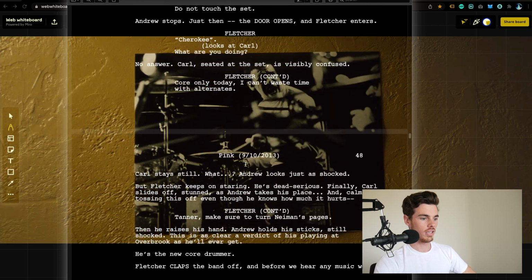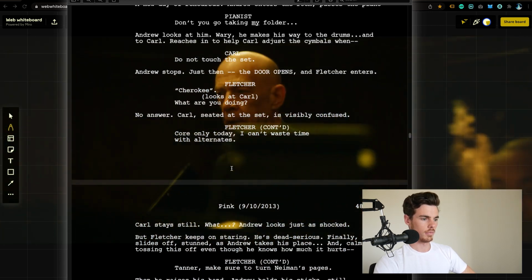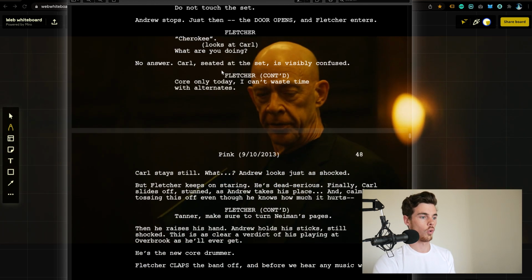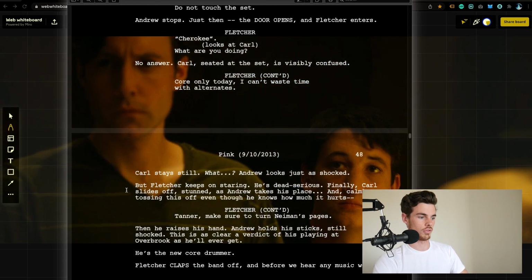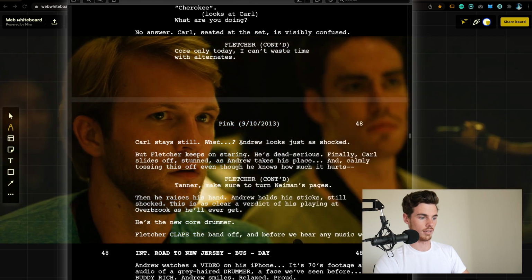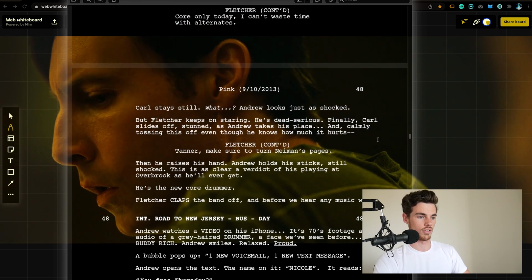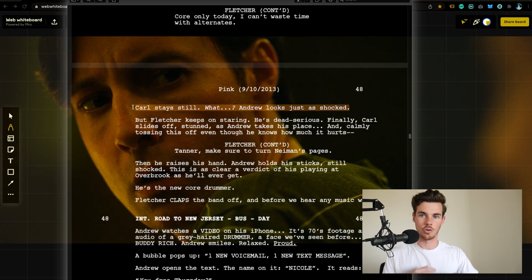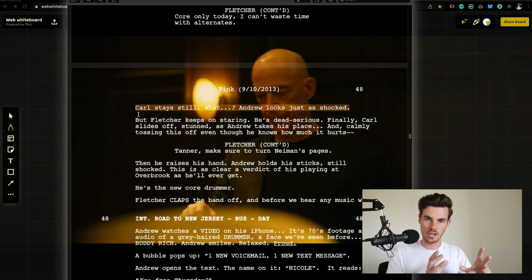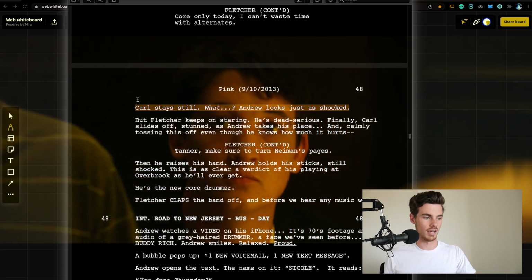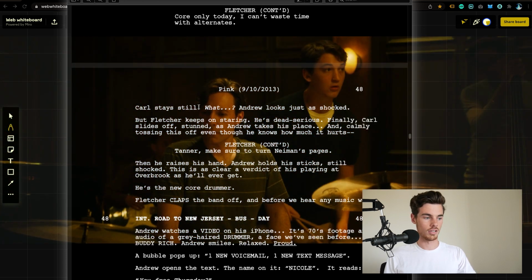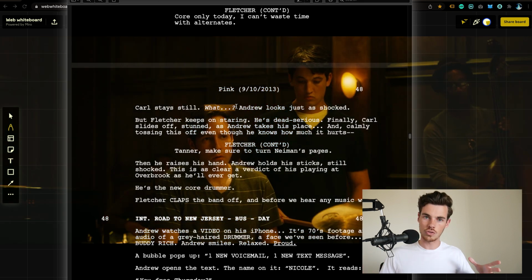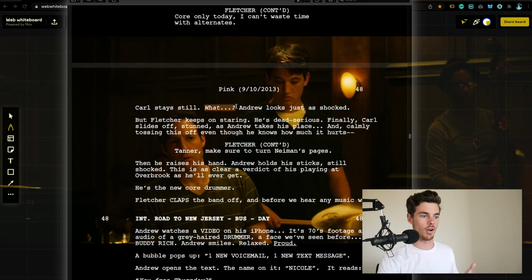And you'll see, so even here, right, where "Core only today, I can't waste time with alternates. Carl, stay still. What? ...question mark. Andrew looks just as shocked." Okay. These sorts of lines, right? What we're doing here is we're getting the emotion here. We're getting exactly what we're seeing. So we're seeing Carl, right? Carl, stay still. We're seeing this emotion here, this confusion, this not understanding what's going on.